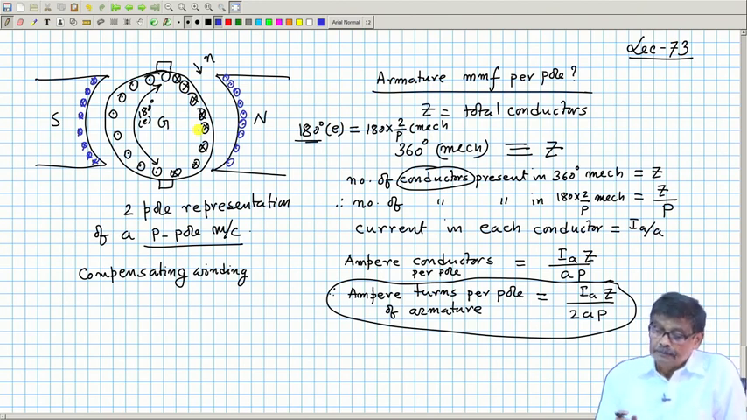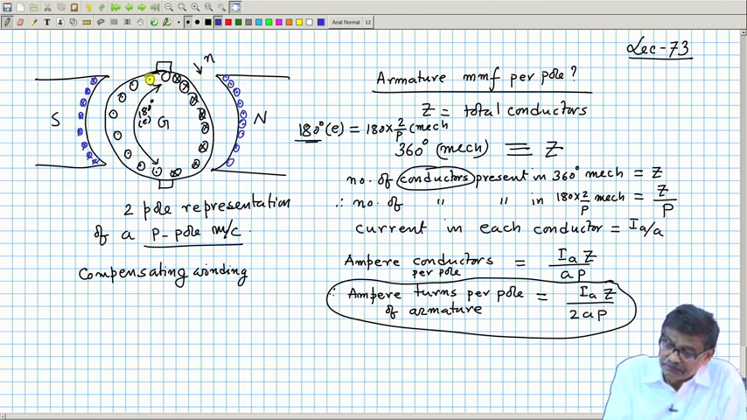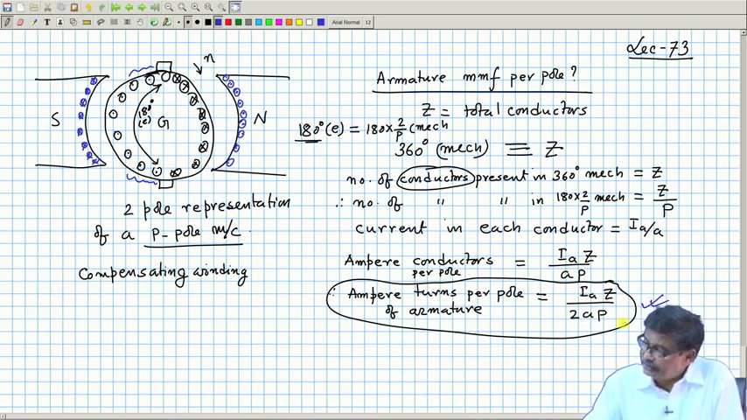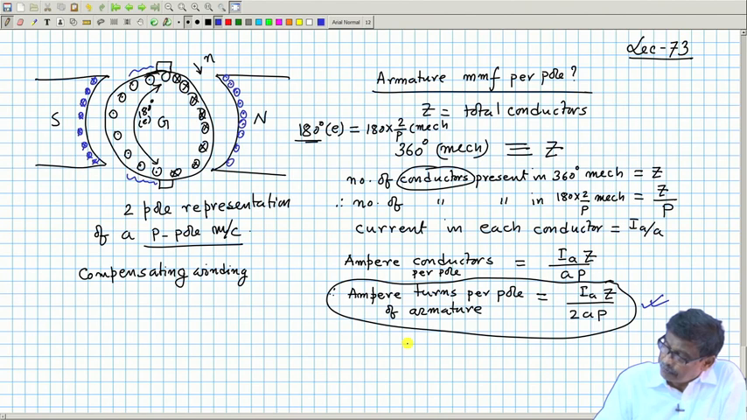But the point is that with the help of the compensating winding, you cannot compensate for these conductors which are outside the tips of this pole. Got the point? For example, the conductors present in this zone and in this zone cannot be compensated by this. And this knowledge that the ampere turns per pole produced by the armature is this much will help me to design the number of turns I will put here. That is the reason.